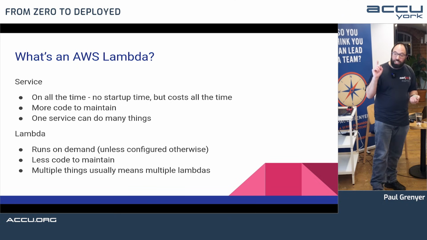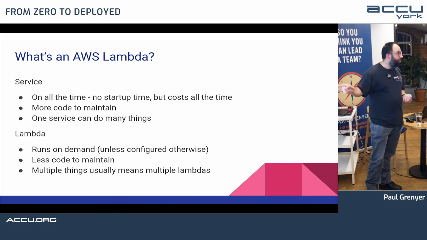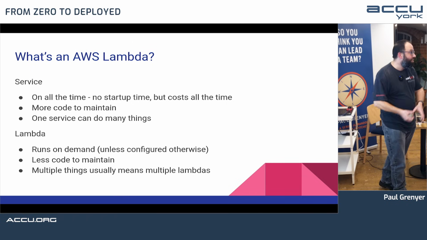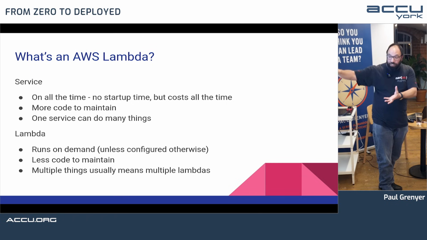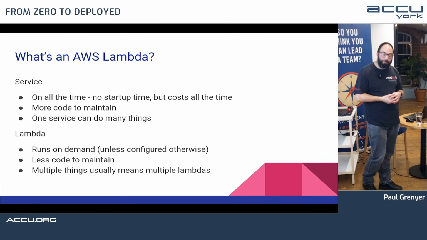The good thing about a Lambda is it runs on demand, and if you're a cheapskate like me, you don't want to be paying for a service running all of the time, especially if it's a hobby project. So a Lambda is ideal for that. There's less code to maintain because you've just got your entry point and then the rest happens. And multiple things normally means multiple Lambdas. As I said before, if you've got more than one entity, you probably don't want to be using a Lambda.